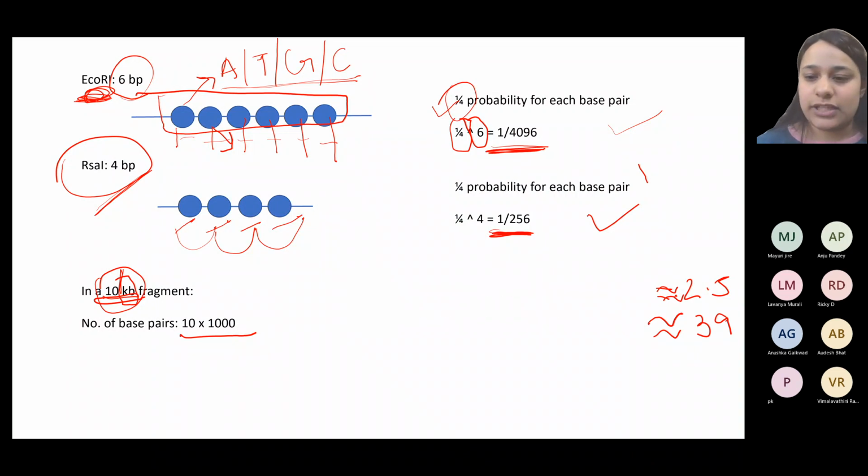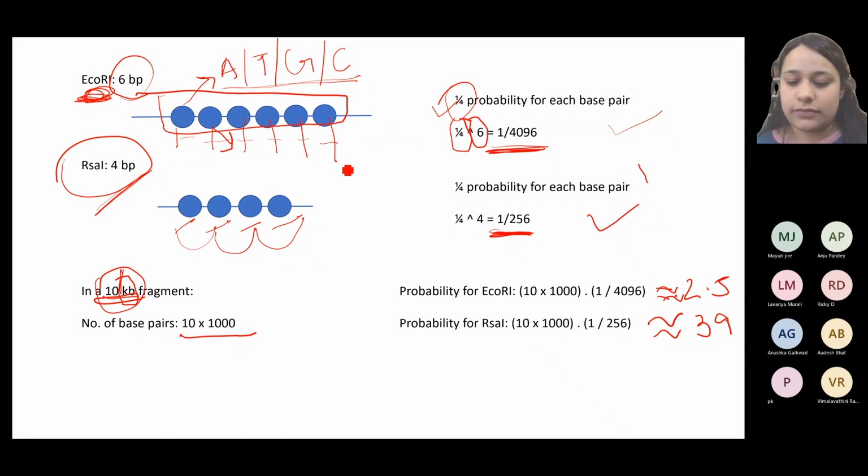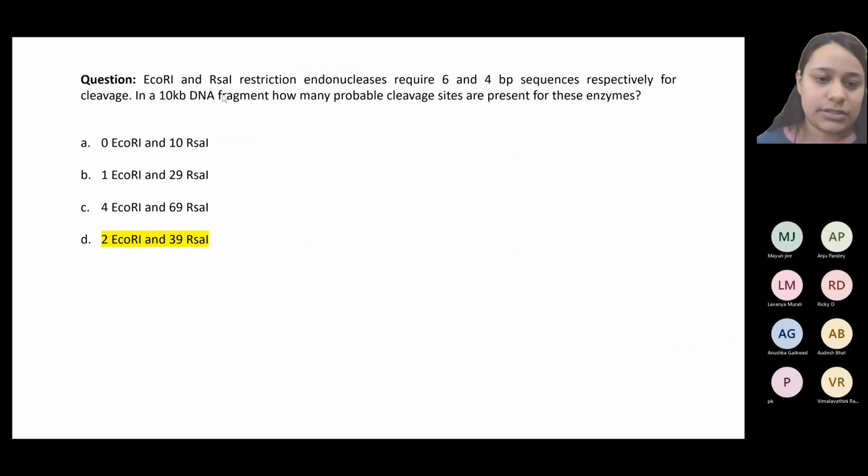So let us see which one of the examples is correct. Okay, 2.5, the closest one over here is 2 only, right? And 39, the closest one is 39 only, right? So this is the correct option for this particular question. I hope it was understandable for all of you, right? If at all there were any problems, you might tell.